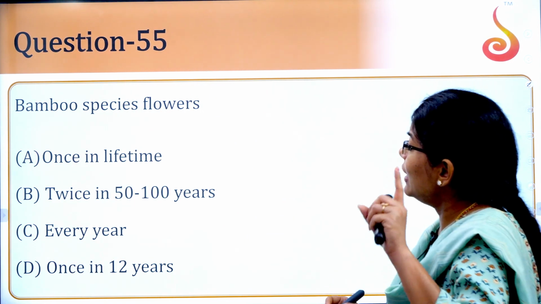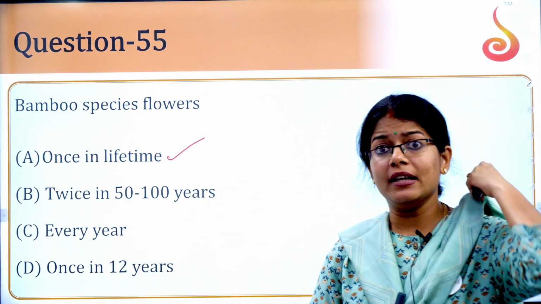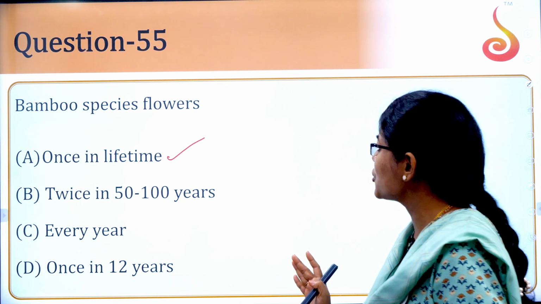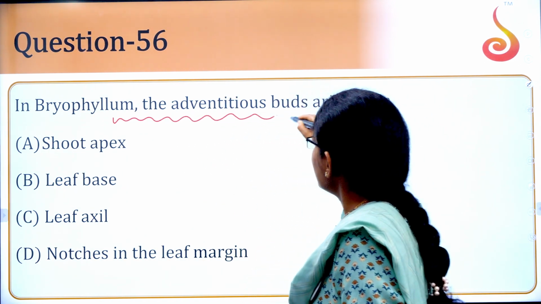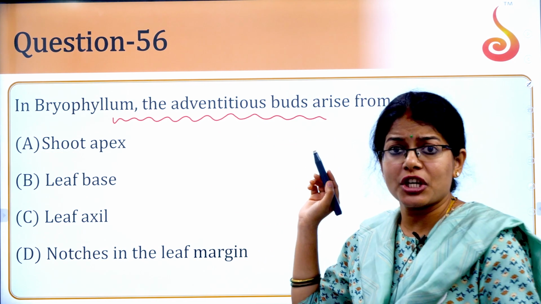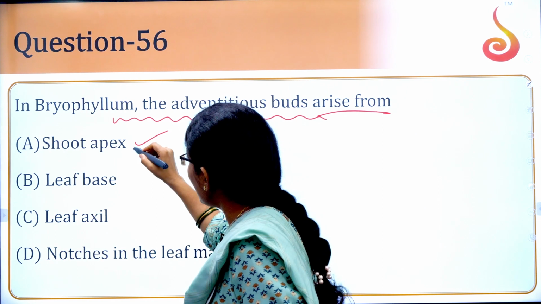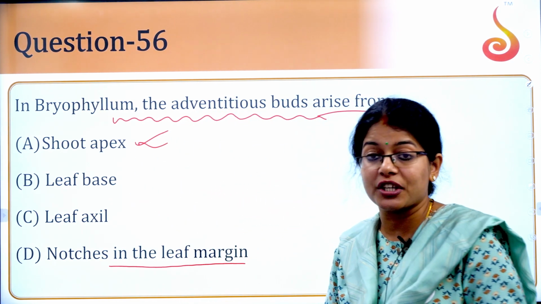Bamboo species flowers only once in a lifetime, between 50 to 100 years, only once in a lifetime. Very, very simple, straightforward question. In Bryophyllum, again a very famous question, the asexual or vegetative mode of propagation, right? Adventitious buds arise from the shoot apex? No, it is going to be notches in the leaf margin.